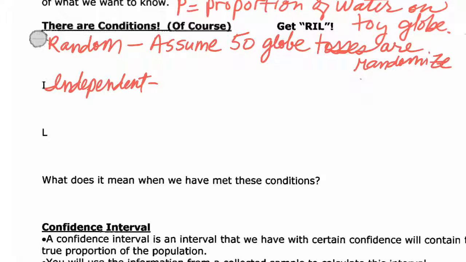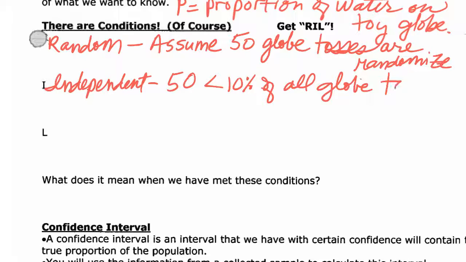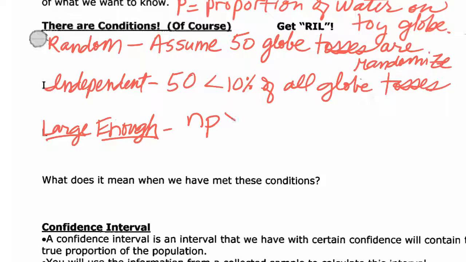Okay, independent. So for independent, we want to say n, which is 50, is less than 10% of all globe tosses. Okay. And then we have large enough. So, what type of large enough will this particular problem have? Since we're going to be talking about the proportion of all water on that toy globe, what do we have to have? n times p is greater than or equal to 10, and n times 1 minus p is greater than or equal to 10.